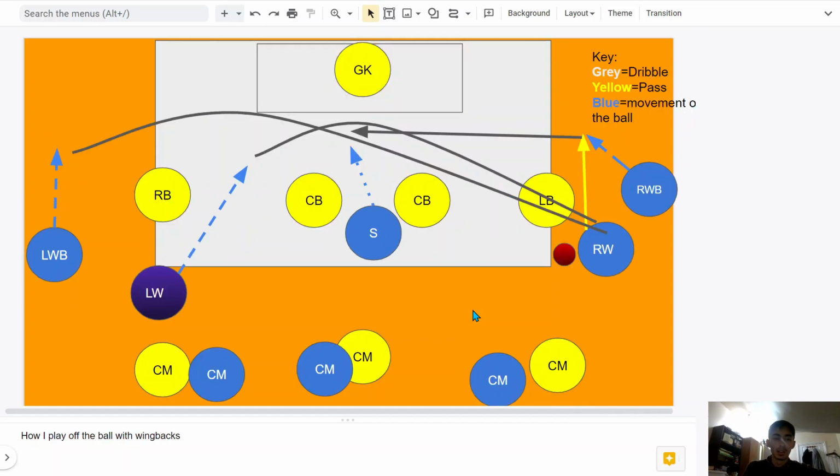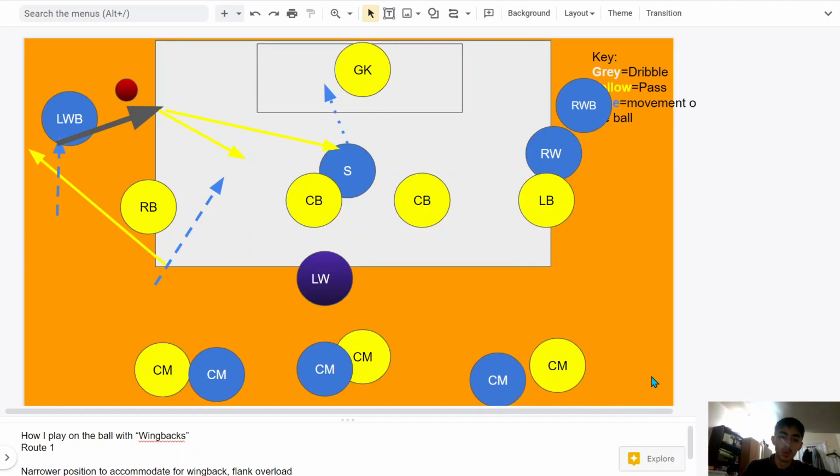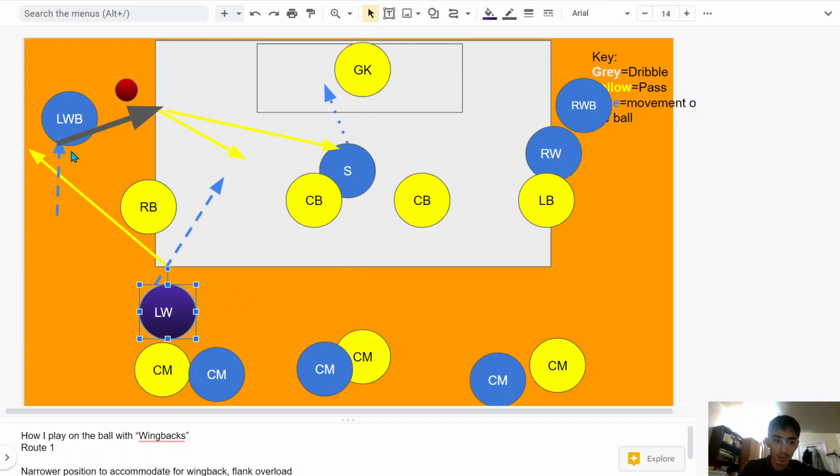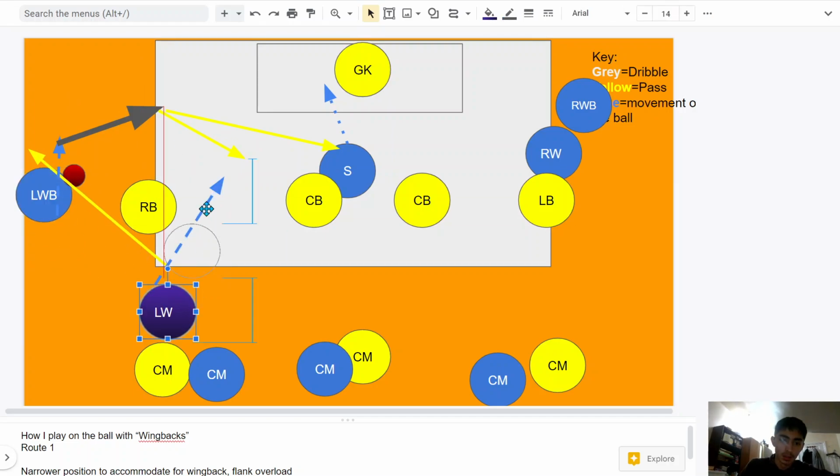Yeah, that, and then how I play off the ball with wingbacks. Yeah, sorry, this was on the ball. This stuff was on the ball, where I'm here, right? Sorry, let me go back a bit. There, where I'm on the ball. I start with the ball. I pass the ball to him, and then I make a run within the line, and then he passes it to me.